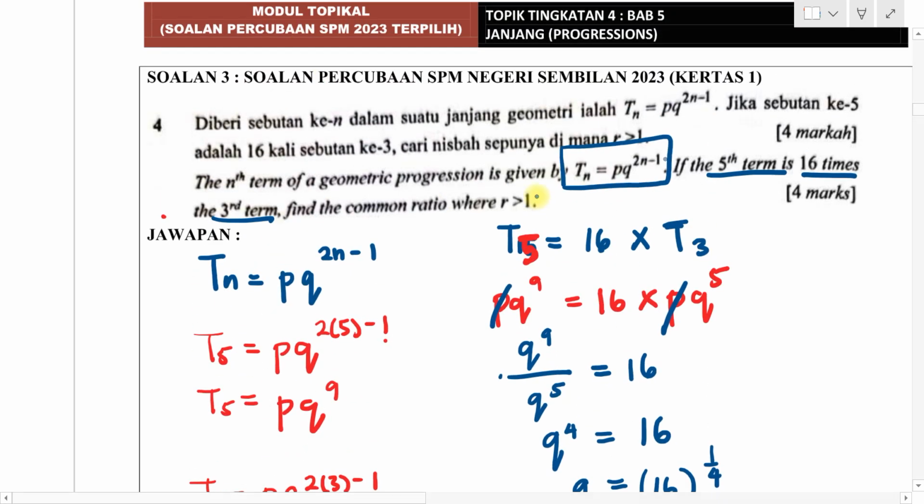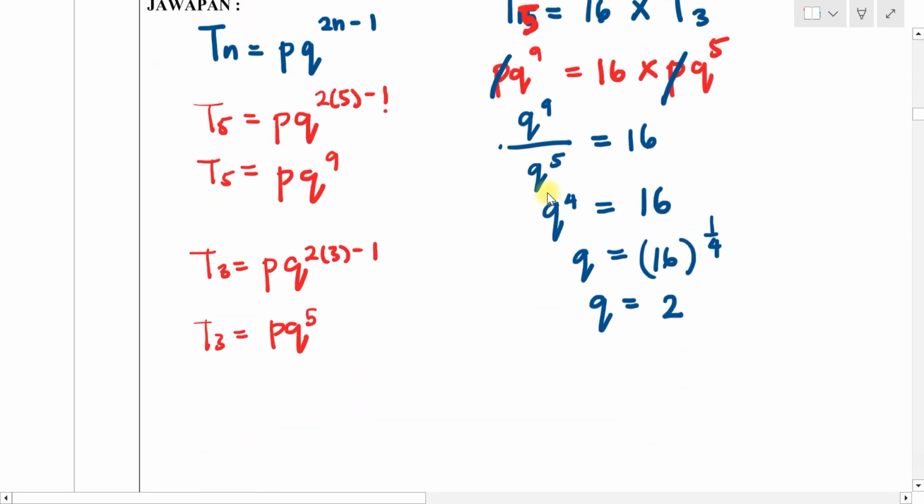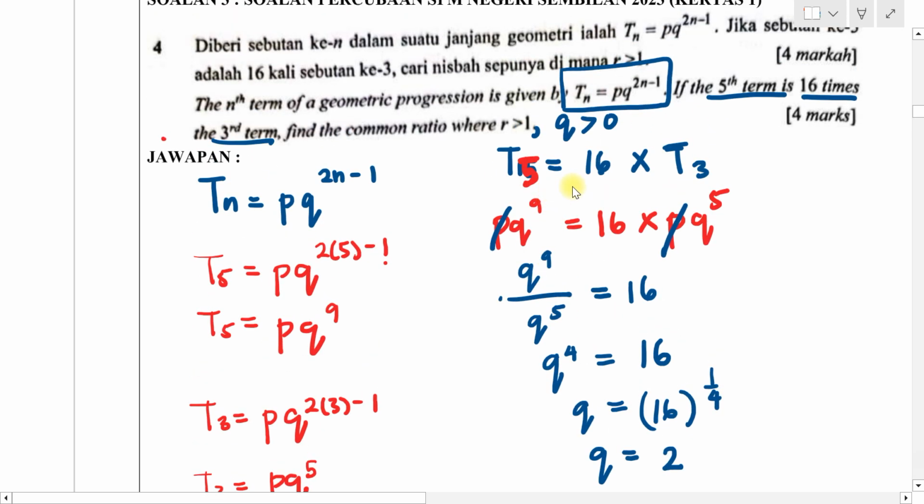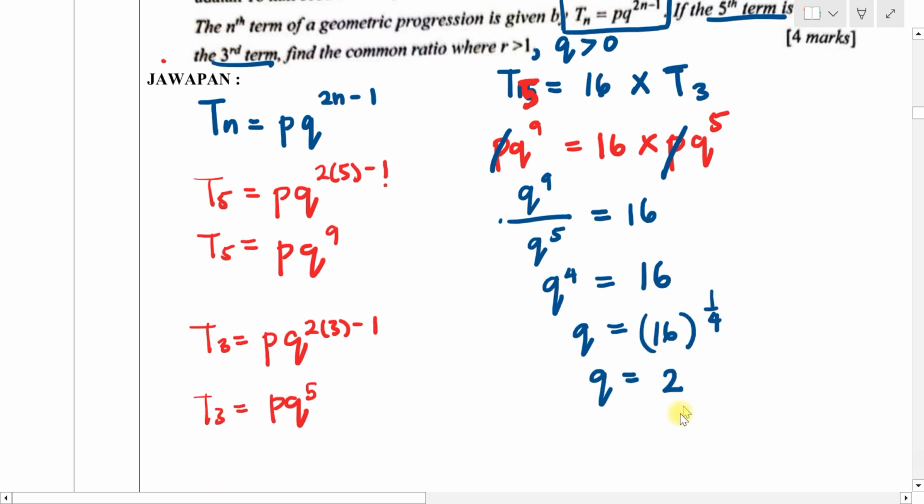Actually, in this question, they need to tell us r is greater than 1 and q is greater than 0. They must say that, then the question will come out correctly. There is a weakness in this question. But that is about q.